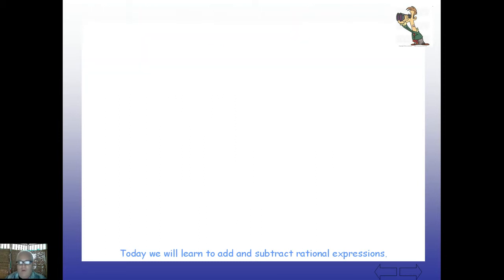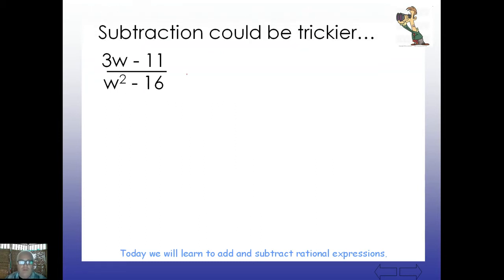Okay? All right. Now, if we have subtraction, this could be a bit trickier, because if we recall, whenever we subtract, we're actually going to end up wanting to add the opposite, but we're going to change some signs around a little bit as needed. So let's look at this complicated looking thing. The good thing is the denominators are the same, w squared minus 16. But now this subtraction sign here is going to affect the numerator. That's why I put them in red there for you so you can see it.